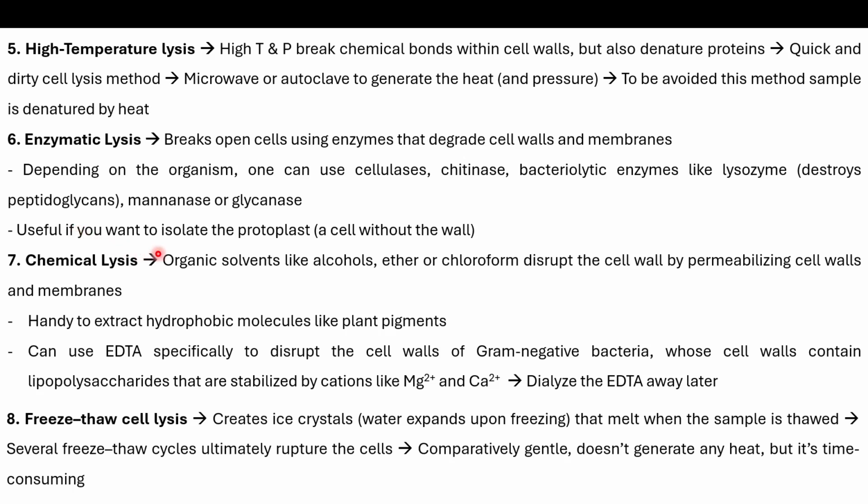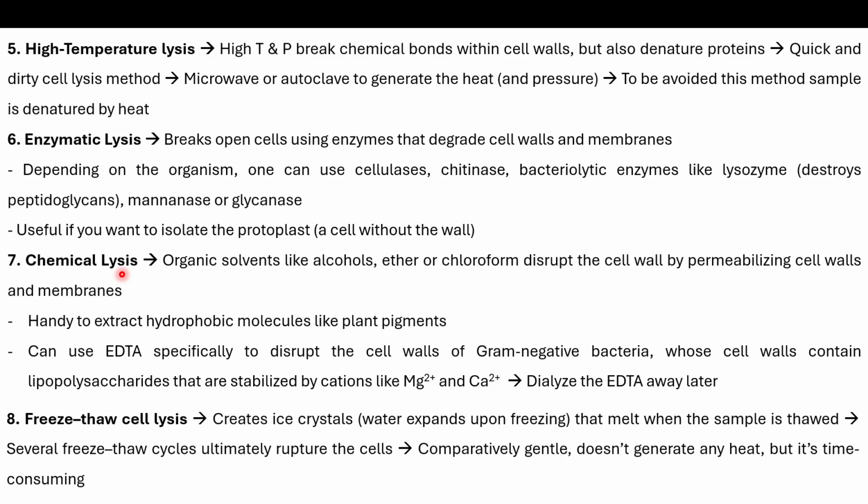If you want to isolate a protoplast, which is actually a cell without the wall, you can use enzymatic lysis to remove the cell wall. If the particular cell of interest has one, you remove the cell wall and the cell membrane. And protoplast actually is only the cell without the wall. Then there can be chemical lysis, as the name suggests.